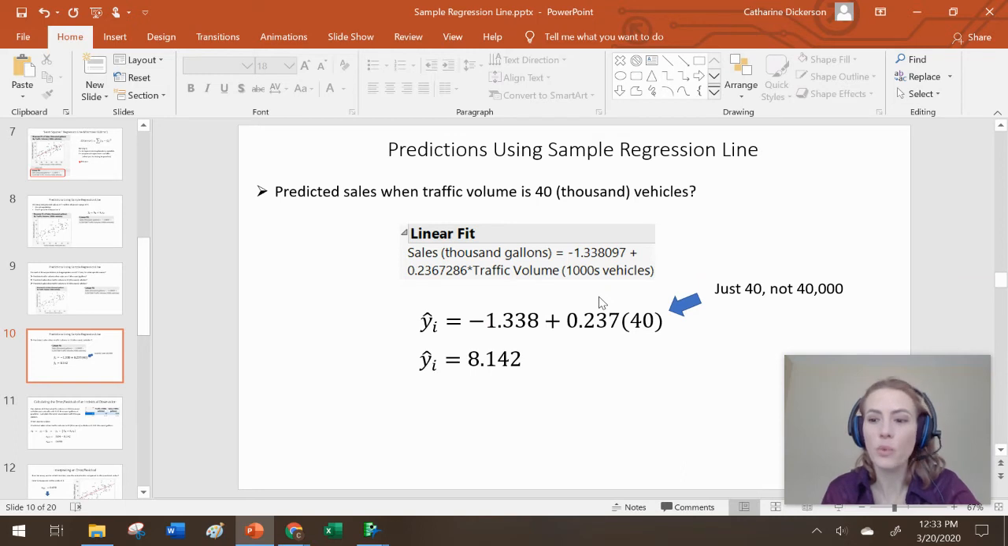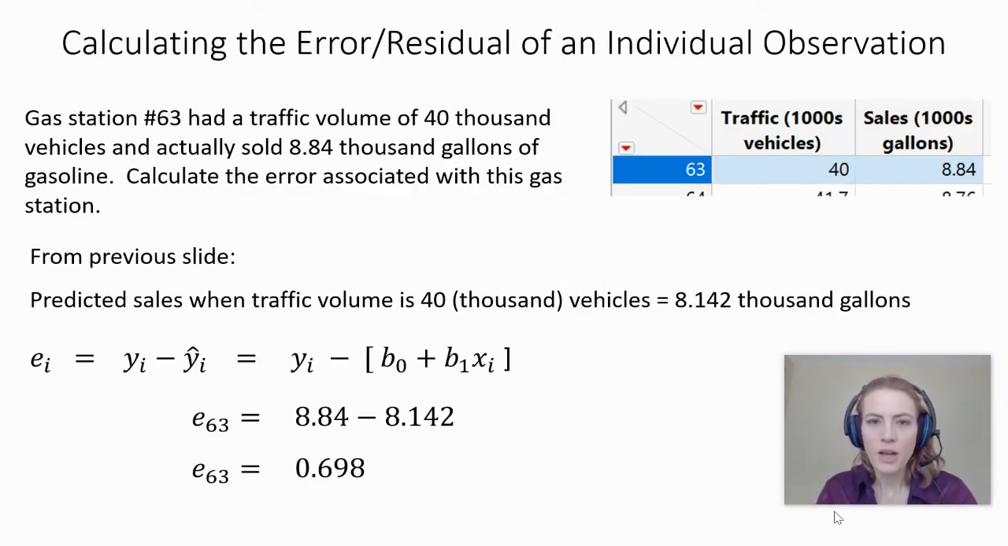Now, I will want you to use the equation to come up with your predictions. Usually you can eyeball it based on the graph, but this is Stat 2. We want a precise answer. All right, so as I just pointed out, there actually was a gas station in row number 63 who did have 40,000 vehicles passing by. And it turns out they actually sold 8.84 thousand gallons. So this is the actual Y value.